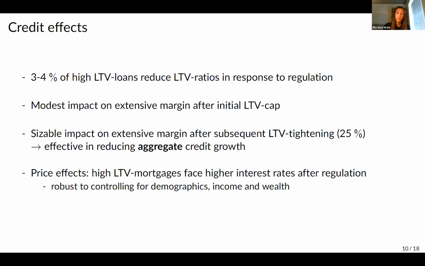In terms of price effects, we do see that high LTV mortgages face higher interest rates after the regulation. This seems to be robust to controlling for demographics, income, and wealth. And so we don't think that this is fully driven by differential selection into having a high LTV mortgage after the regulation is in place. So there does seem to be some price effects as well.